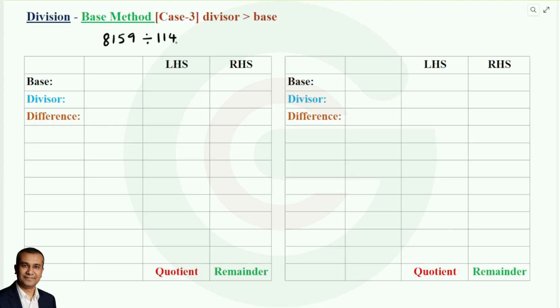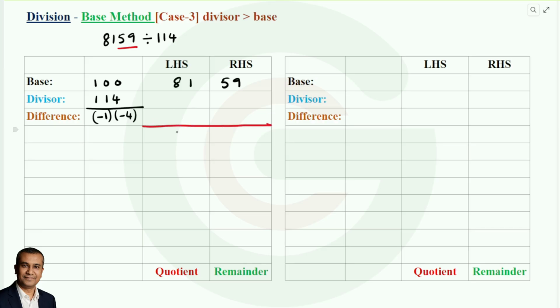Now 114 is closer to 100, so base is going to be 100, and I'll write the divisor here, 114, and difference is going to be minus 1 minus 4. 2 zeros in the base, 2 digits in the difference. Now because two zeros are there in the base, two digits, that is 59, is going to be on the right hand side and 81 is going to be on the left hand side. Next, on the left hand side there are two digits. I will leave two spaces and then draw a line.